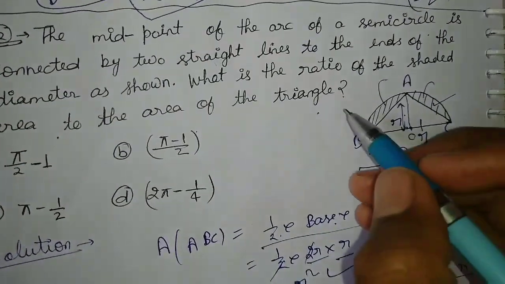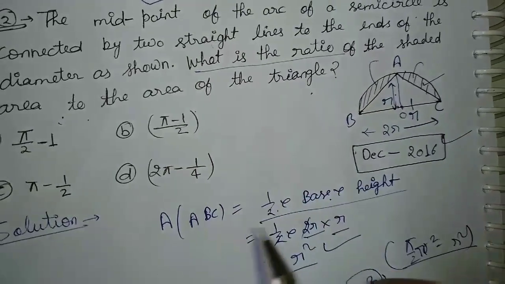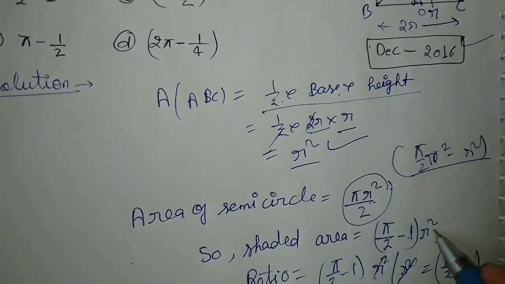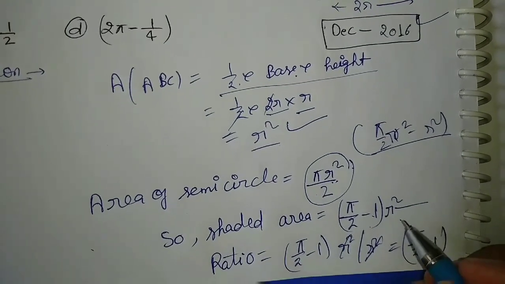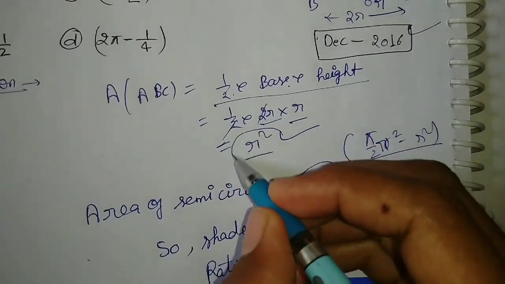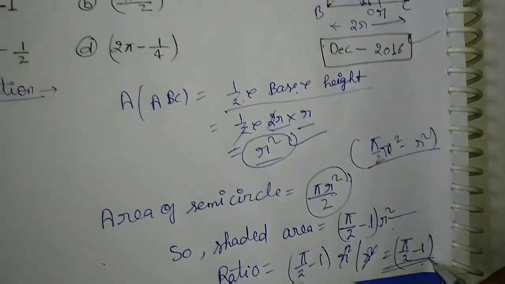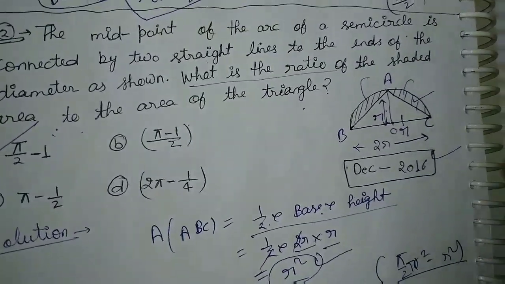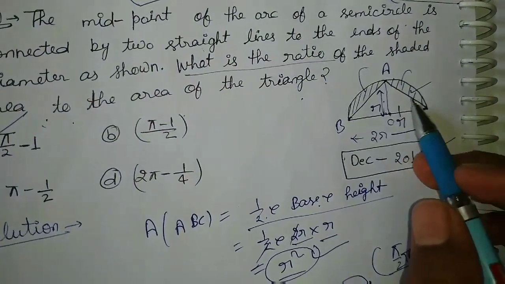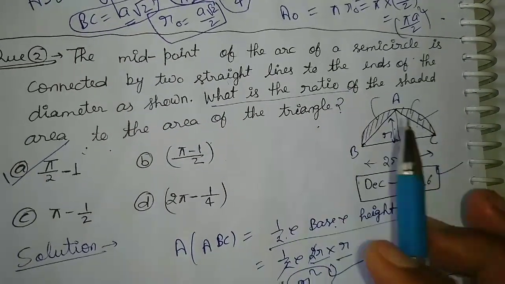So now I have to find the ratio of the shaded area to the area of the triangle. The area of the shaded portion is pi by 2 minus 1 times r square, and the ratio will be just divided by the area of the triangle, that is r square. So r square and r square will cancel out and you will get pi by 2 minus 1. So the answer is option A. This is very simple. You have to just calculate the area of both the portions, the shaded portion and the area of the triangle, and then take the ratio. So it's a very easy question.